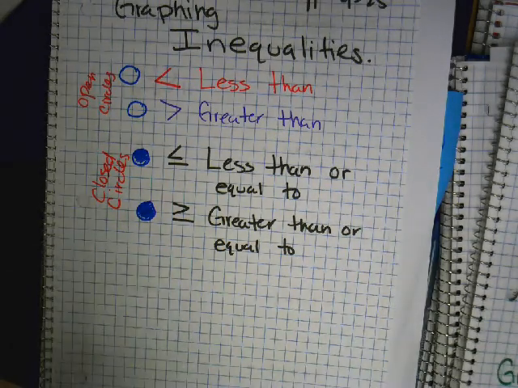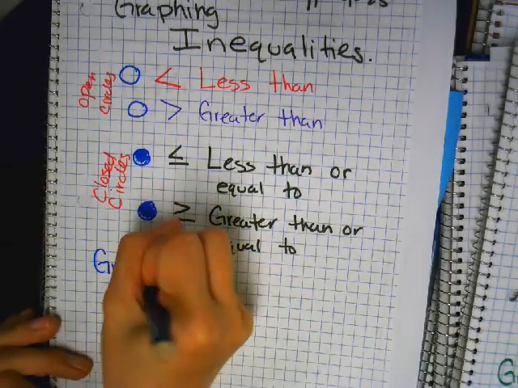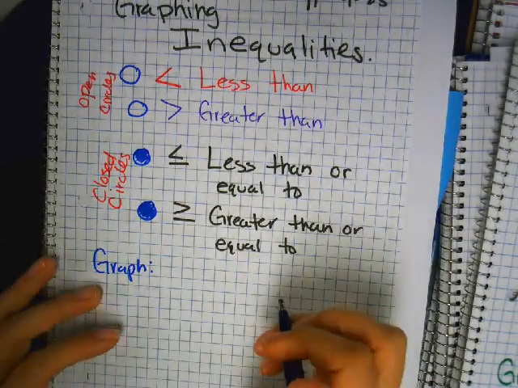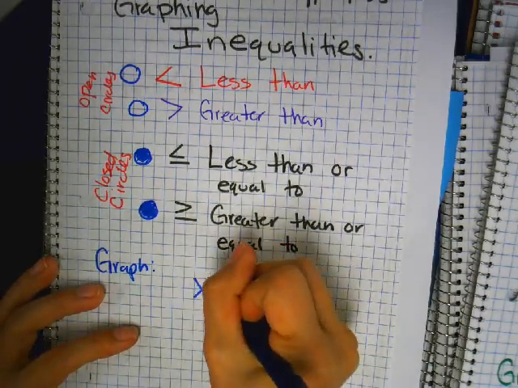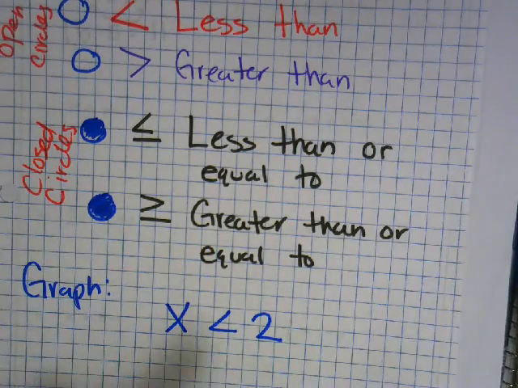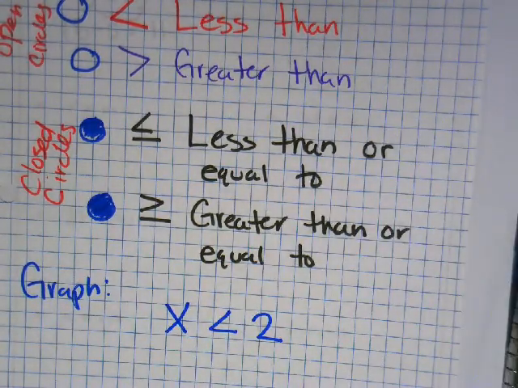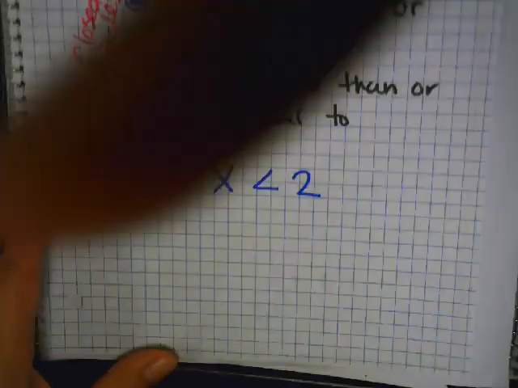All right. Now, the lesson. Graphing. We are going to graph x is less than 2. So, here's our math problem. X is less than 2. And I have to graph it. And it's actually pretty easy to graph. There's just two things you have to remember.